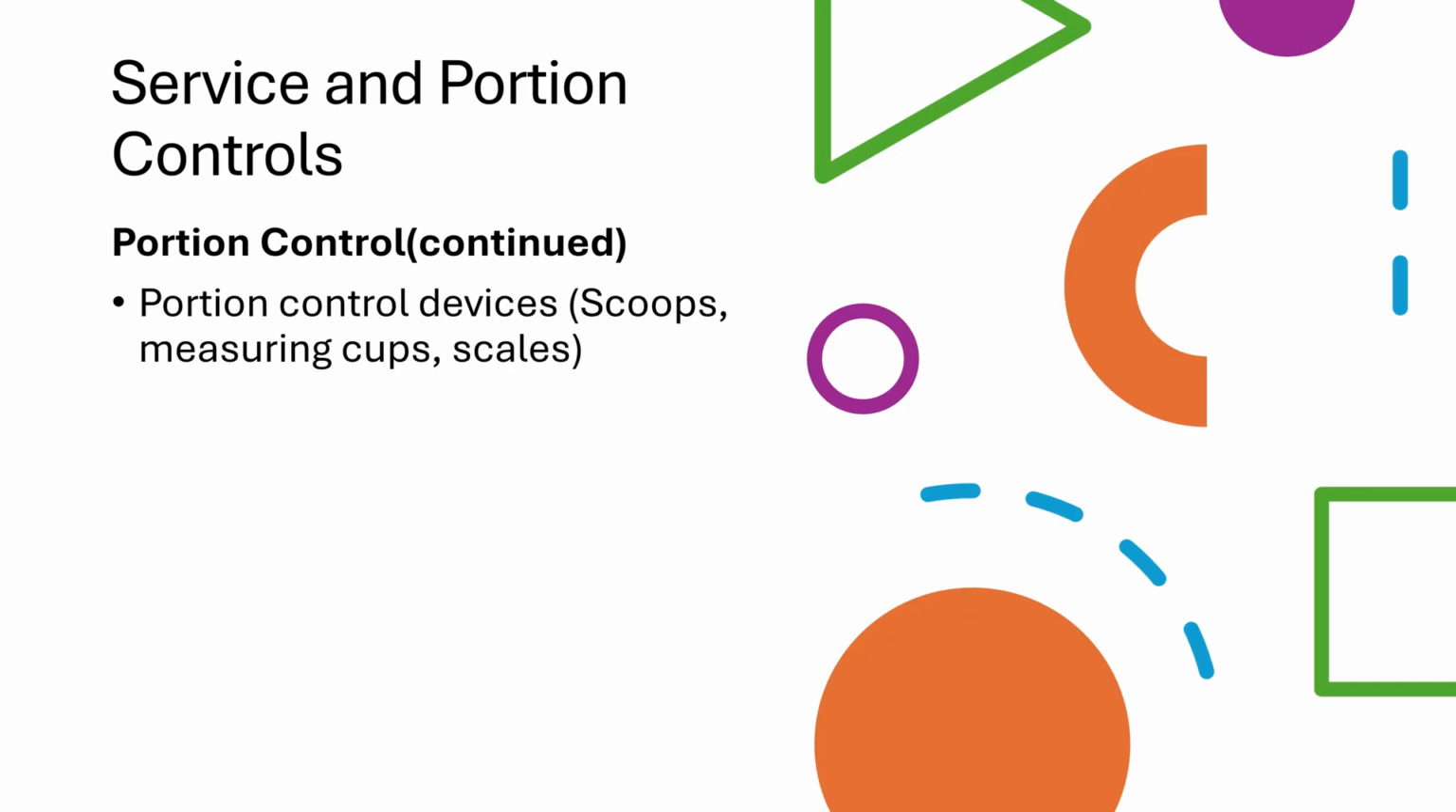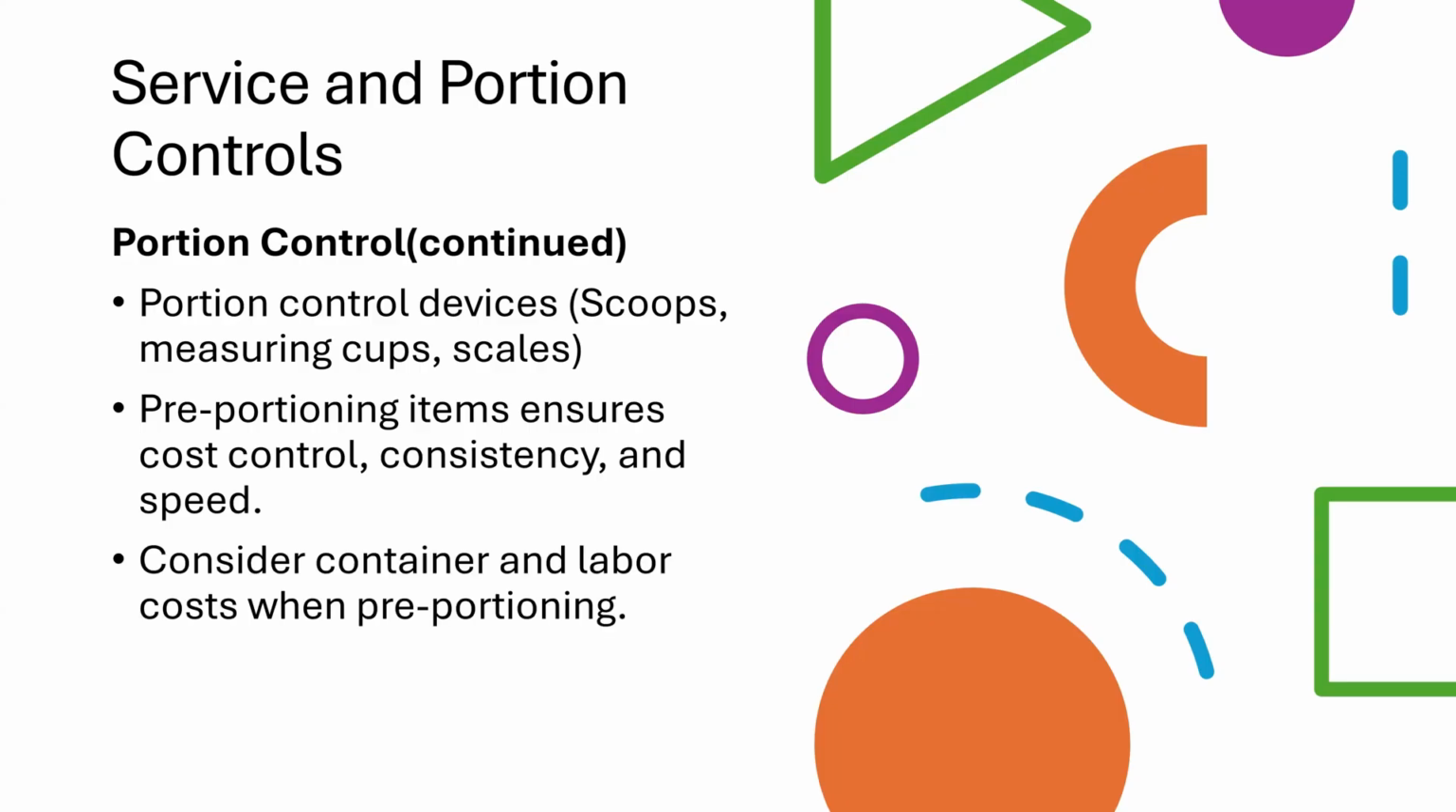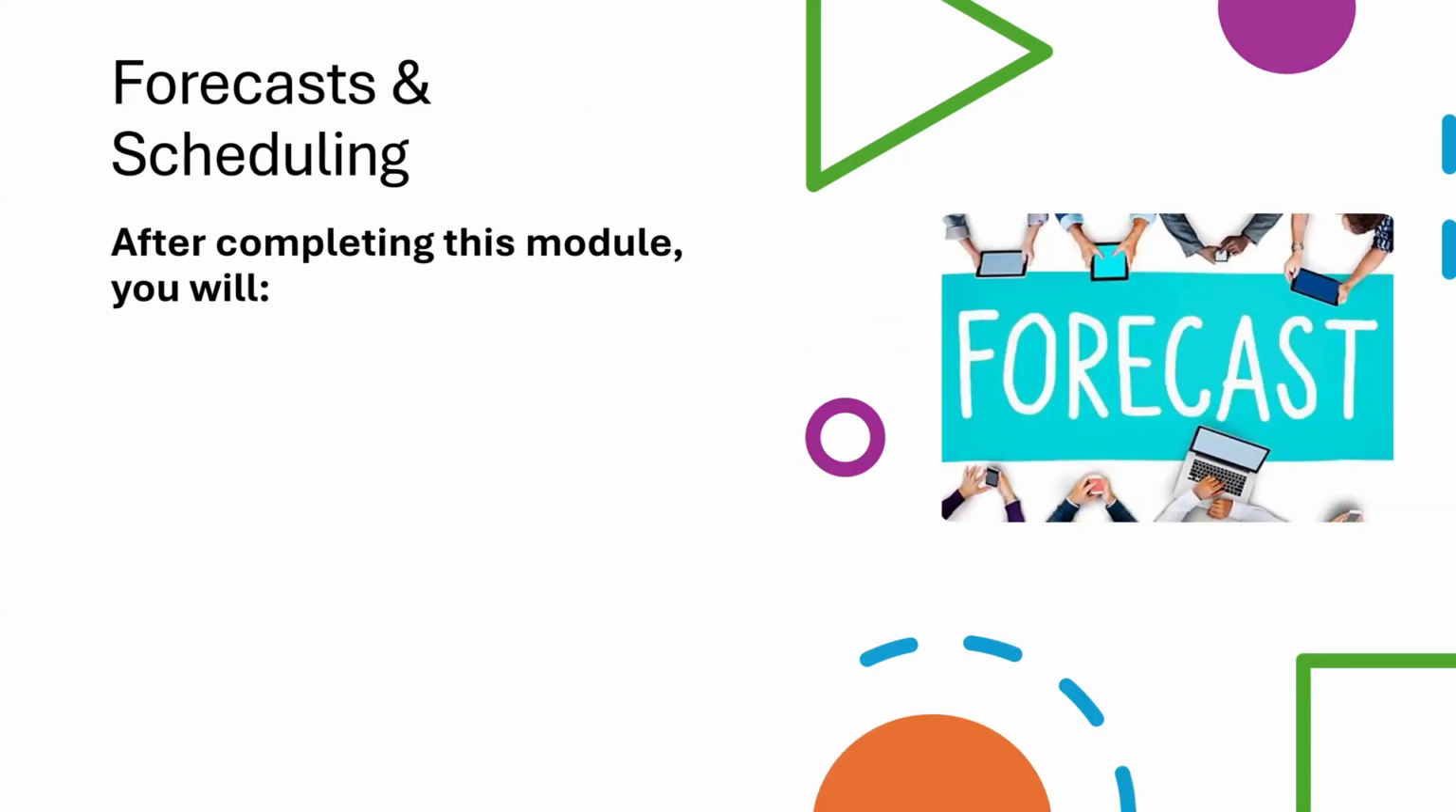Some of the portion control devices, scoops, measuring cups, and scales are among a few. And then you could pre-portion stuff, like let's say get all the salads ready ahead of time as opposed to making them on the fly. This could help the cost control, the consistency, and the speed for sure, right? But you want to make sure that you're considering other costs because you have container and labor costs when pre-portioning. Somebody has to do all that stuff.